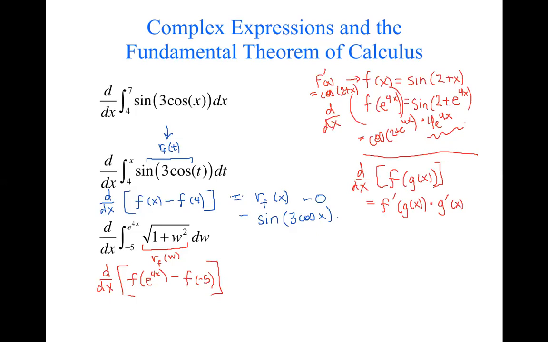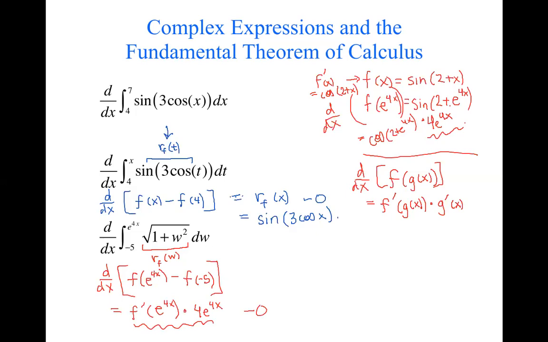Here, g of x is just e to the 4x. So if I want to take this derivative, I do f prime with e to the 4x inside, and then take the derivative of e to the 4x. And then this part here is minus 0, as we said. So let's think about what this is then. F prime is just the same, different notation for r sub f of e to the 4x.